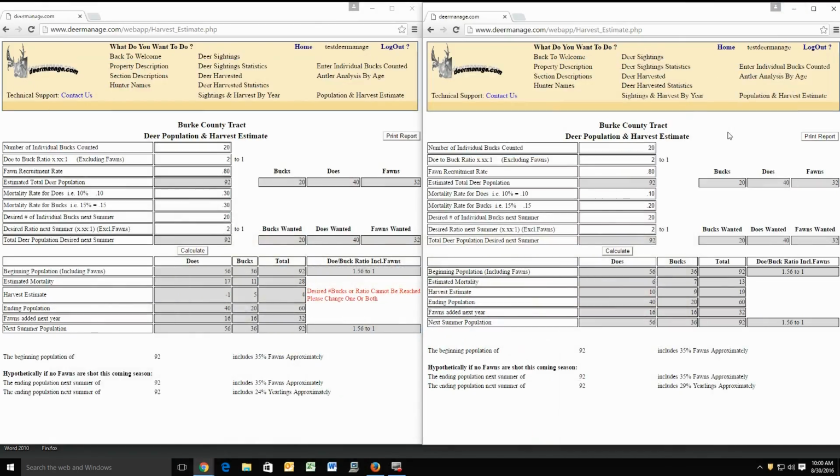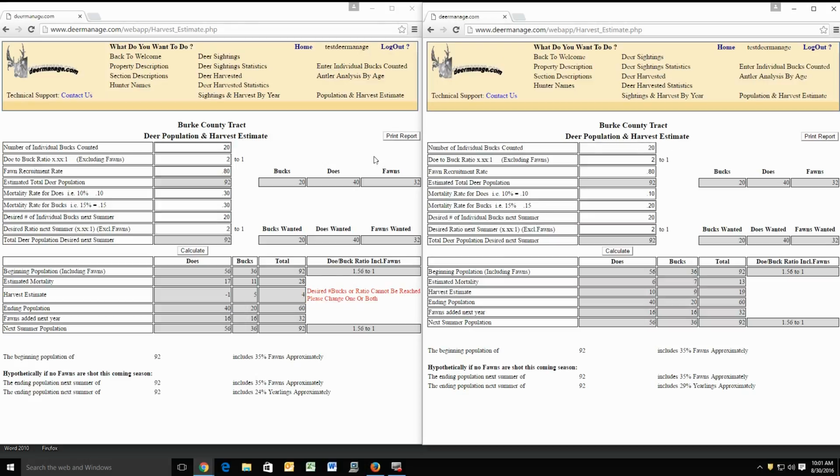In this video, I just want to show hunters and deer managers how fawn recruitment and natural mortality can affect a deer population by comparing two different properties that have different mortality rates and different fawn recruitment rates. Please understand that these rates can not only vary state by state, but can also vary county by county and probably even within a county.